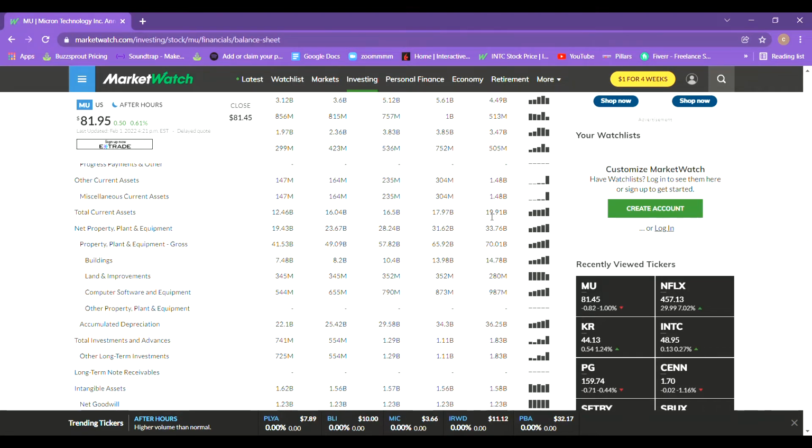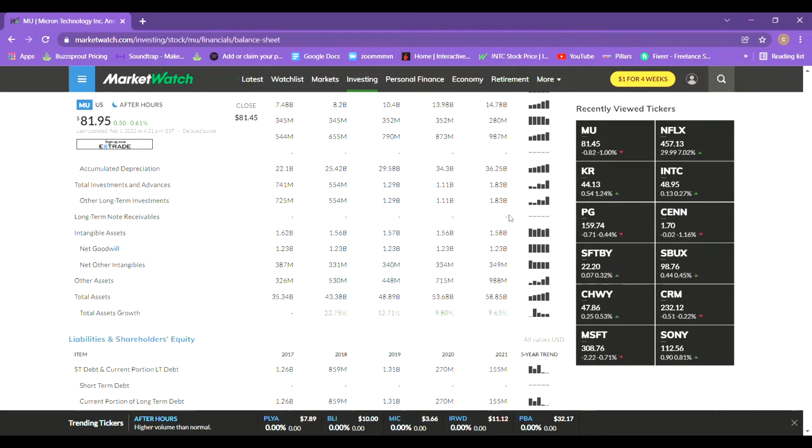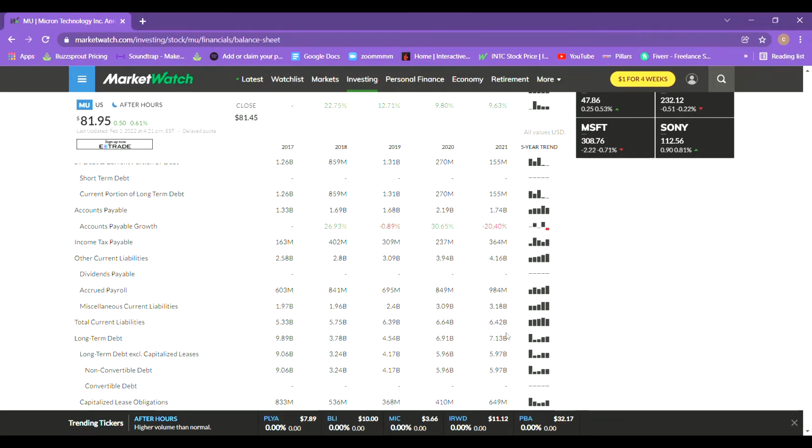Moving into the balance sheet now, we're going to start off by looking at the current assets. So the current asset growth looks good as they brought this up to 19.91 billion, which is an increase of 60% from 5 years ago. Now with the current liabilities on the other hand, as of 2021, they're at 6.42 billion, which is nice to see as they have 13.5 billion more current assets than current liabilities overall.